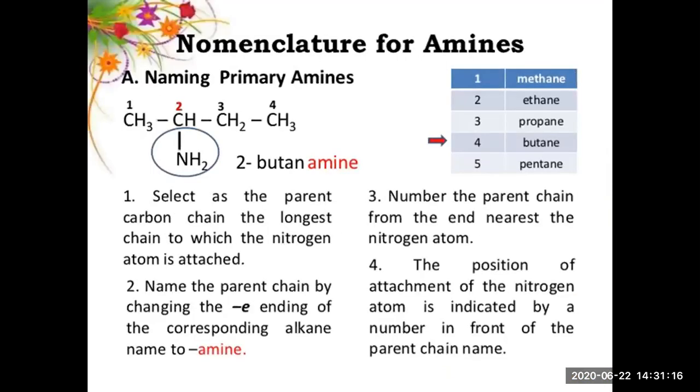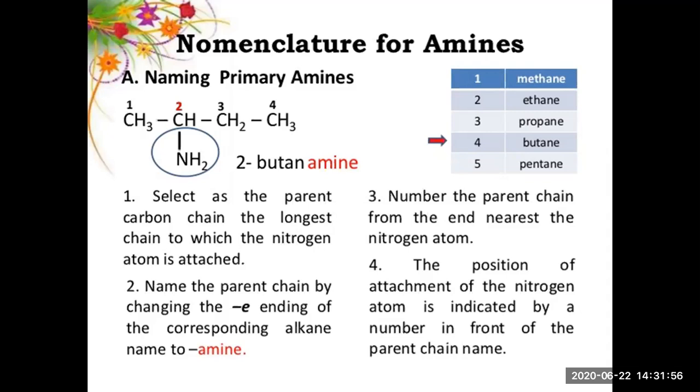Nomenclature for amines. Naming primary amines. Select as the parent carbon chain the longest chain to which the nitrogen atom is attached. Name the parent chain by changing the ending -e of the corresponding alkane name to -amine. Number the parent chain from the end near the nitrogen atom. The position of the attachment of the nitrogen atom is indicated by the number in front of the parent chain name.